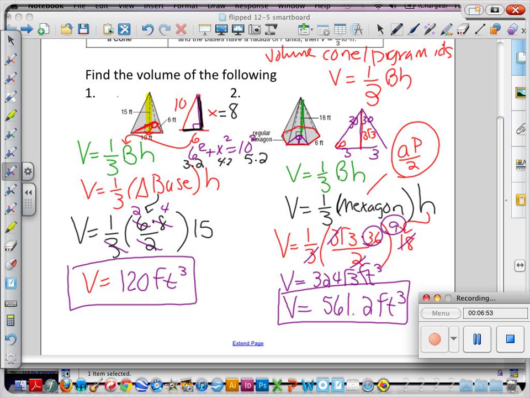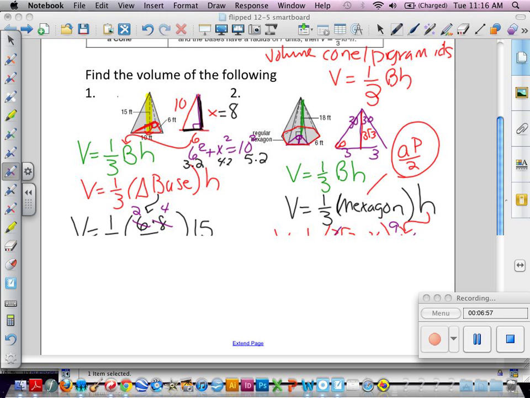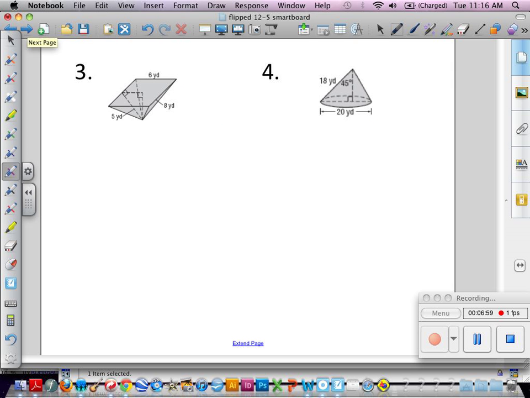Okay, let's move on to the next couple of problems. In number 3, again, I have a pyramid. It's turned upside down. I have a square pyramid. So I'm going to go volume equals, oh no, just wait a minute here now. This is 6 and this is 8. So this is a rectangular pyramid here.